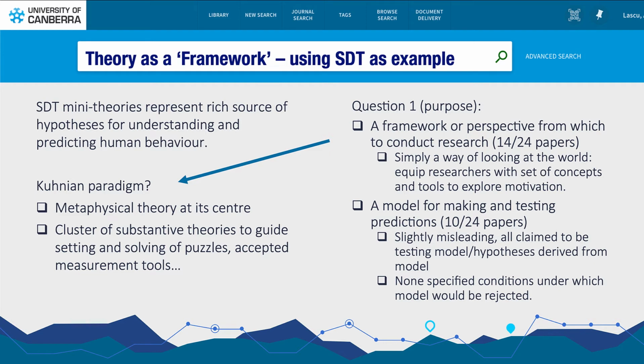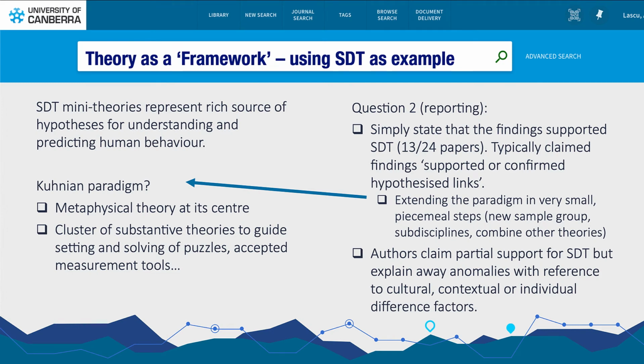If you think about it, the first element of question 1 actually aligns with the Kuhnian paradigm. It's this idea that there is a metaphysical theory at its center, and there's a cluster of substantive theories to guide setting and solving problems. So the way that they described a framework or a perspective, how they used self-determination theory, aligns with the way that Kuhn thought about theory.